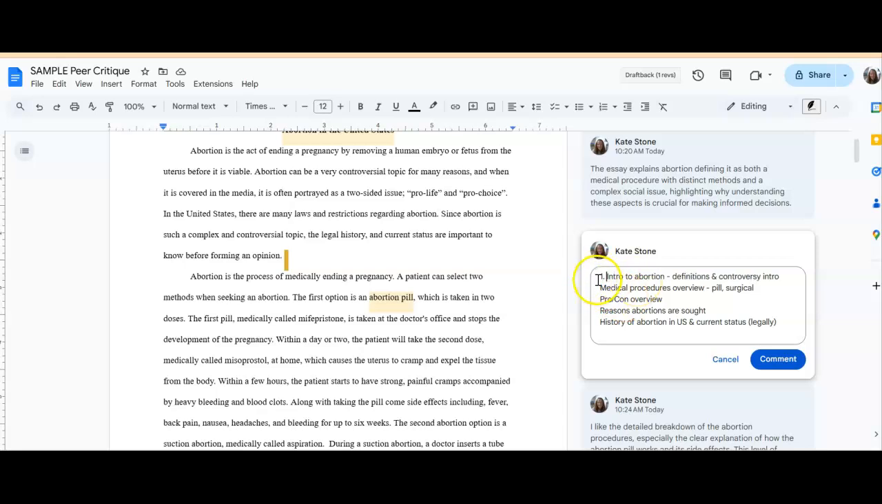1, they talked about the intro to abortion. So this just kind of defines and gives a very broad overview. 2, they talk about the medical procedures overview, pills, surgical. 3, they talk about the pros and cons.